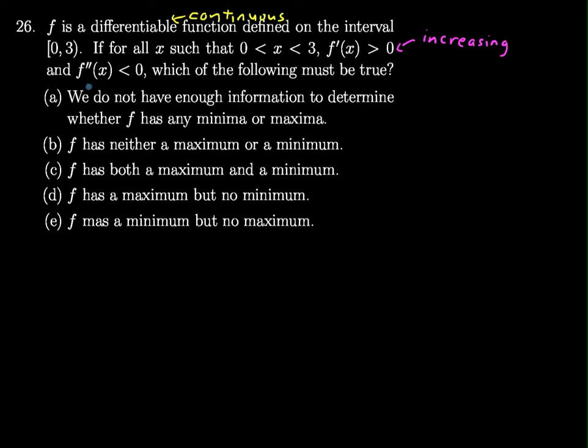Third thing, f double prime of x is less than 0. This means that it is concave down. Curving down. It's not going to be as important for our problem, but it's there.